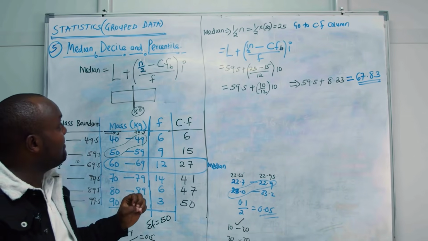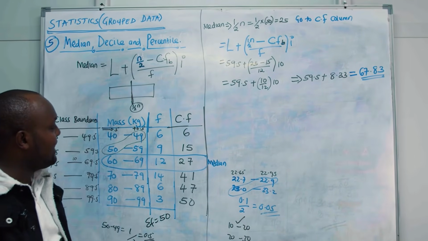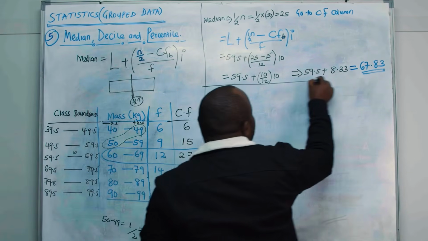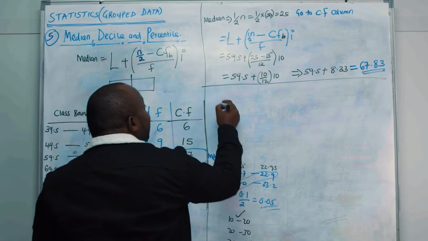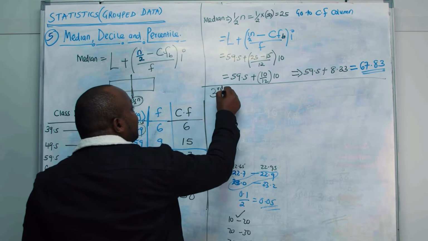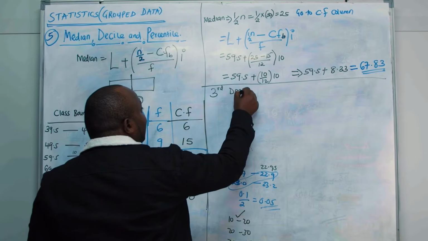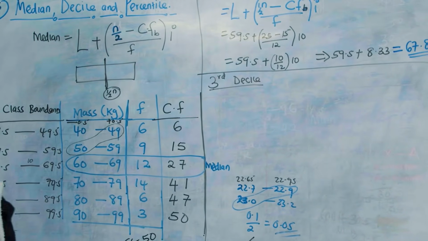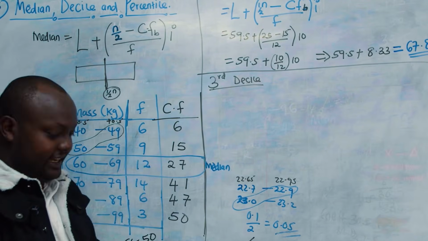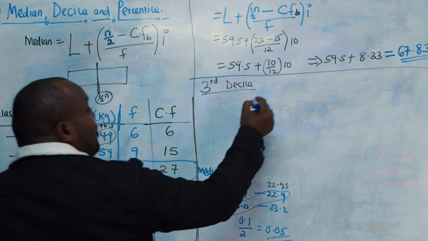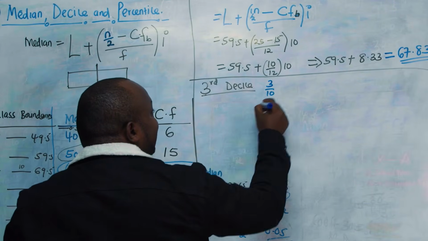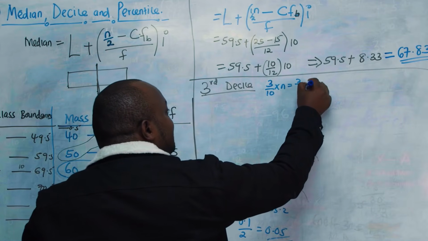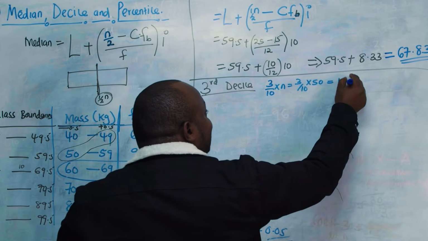I've explained how we solve the median, how we get the lower class limit, how we get the upper class limit. So let's proceed now and look at how we get the decile. I'll ask you, find the third decile. As I explained, decile is out of 10. So it is the same. We're going to get 3 over 10, third decile, times n. So it will be 3 over 10 times my n, which is 50. You will get 15.